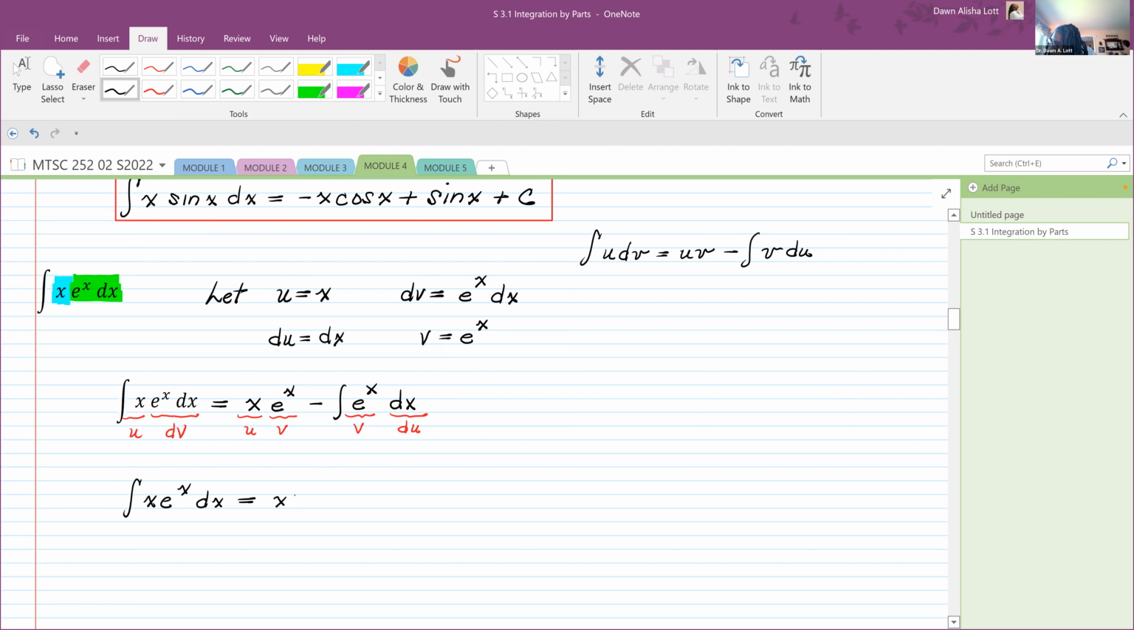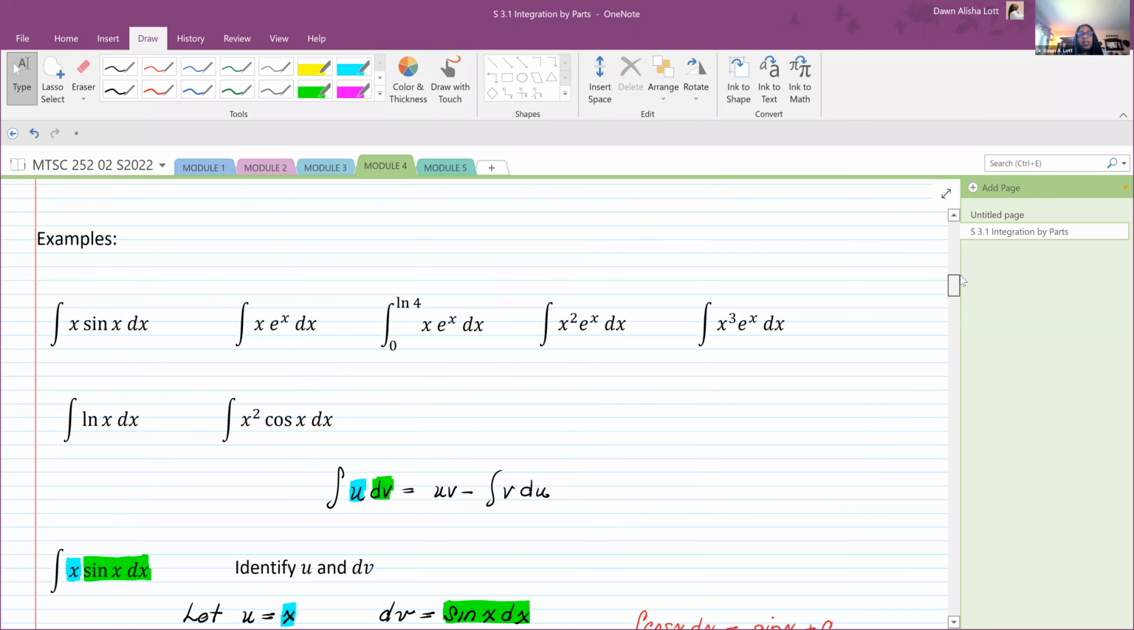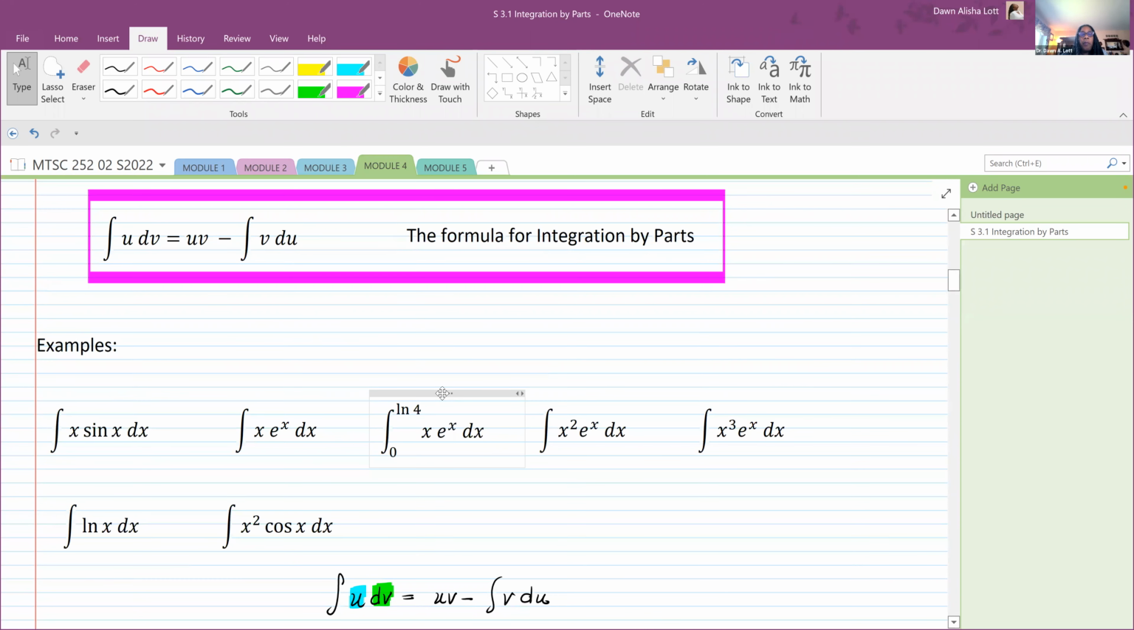So I get the integral of x e to the x dx is equal to x e to the x minus e to the x plus a constant. And there's the answer to my problem. Any questions? Okay, so I have a question. What happens if they gave me a definite integral? Something like this.